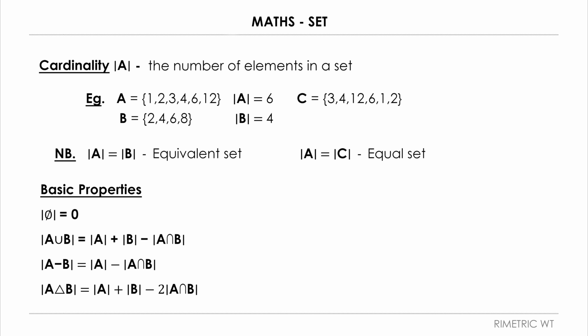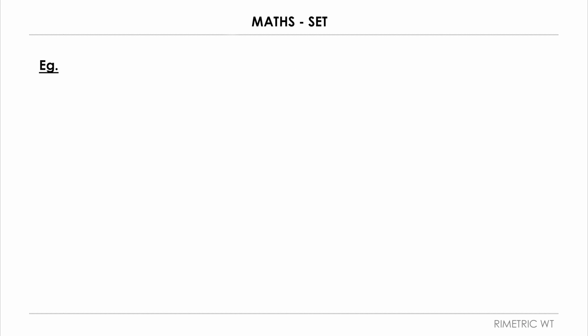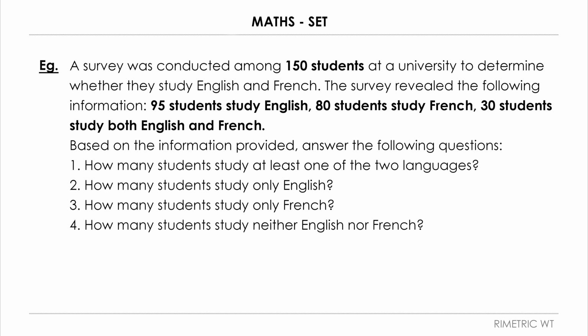To grasp the idea of set cardinality, here we have a word problem, for example. The question says, in a university, 150 students were surveyed about the languages they study. The finding says 95 students study English, 80 students study French, and 30 students study both English and French. Now, find how many students study at least one of the two languages, how many students study only English, how many students study only French, and how many students study neither English nor French.